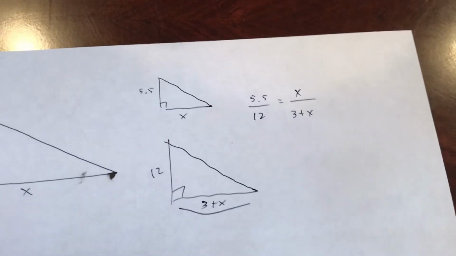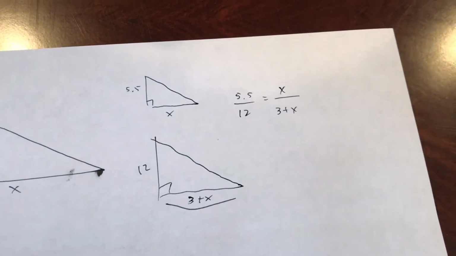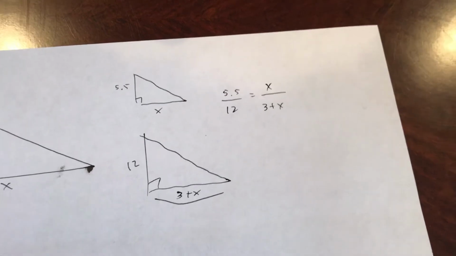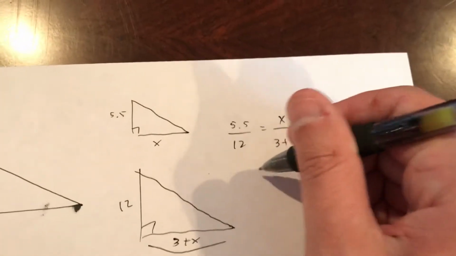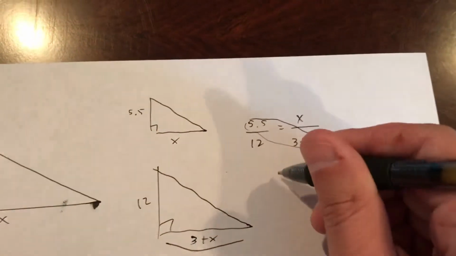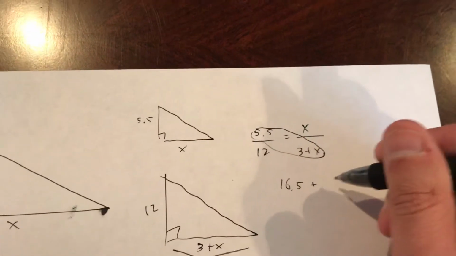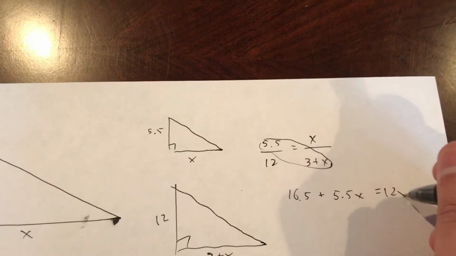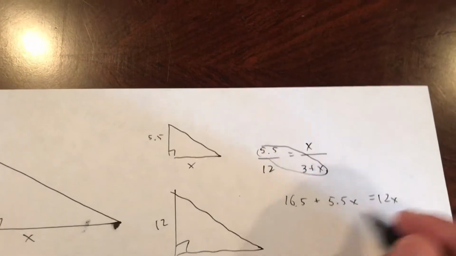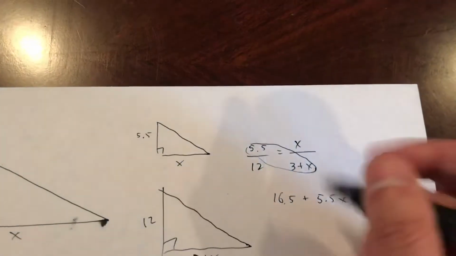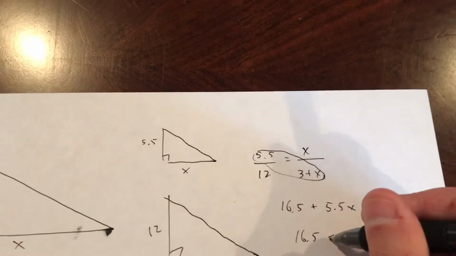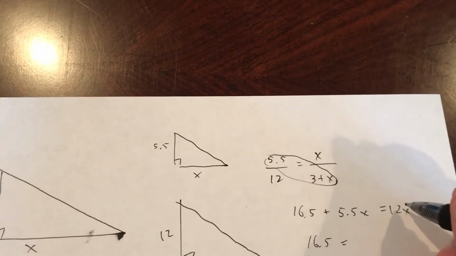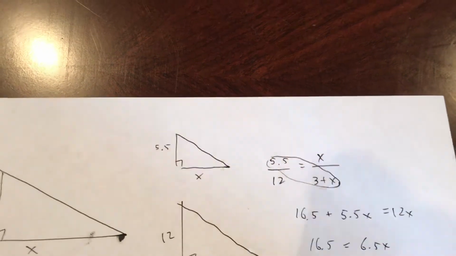So let's take care of that here. 5.5 times 3 is going to end up being 16.5 when we cross multiply here, plus 5.5x. And that's equal to 12x. And anyway, kick the 5.5x to the other side. We get 16.5 is equal to, let's see, 12 minus 5.5. Is it 6.5x, I think?